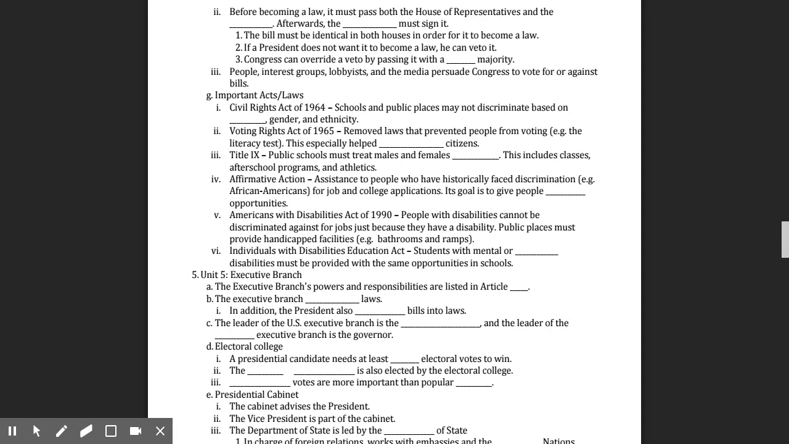This is the end of Unit 4 about the legislative branch. The next video will be Unit 5 discussing the executive branch.